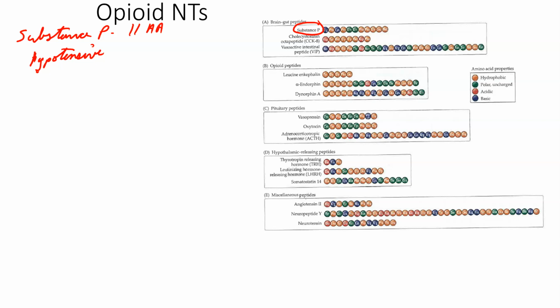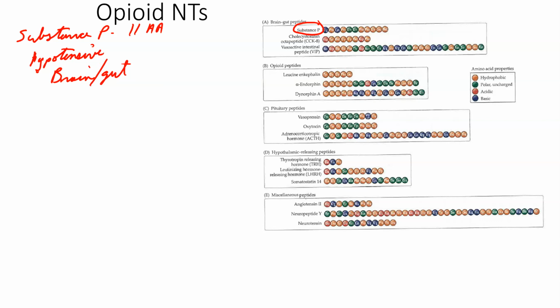In addition to being present in high concentrations in areas like the hippocampus or the cortex of the brain, it's also used in the gut. So that gives it its identity as a brain-gut peptide. Basically, where do we find it? It's found in both places.